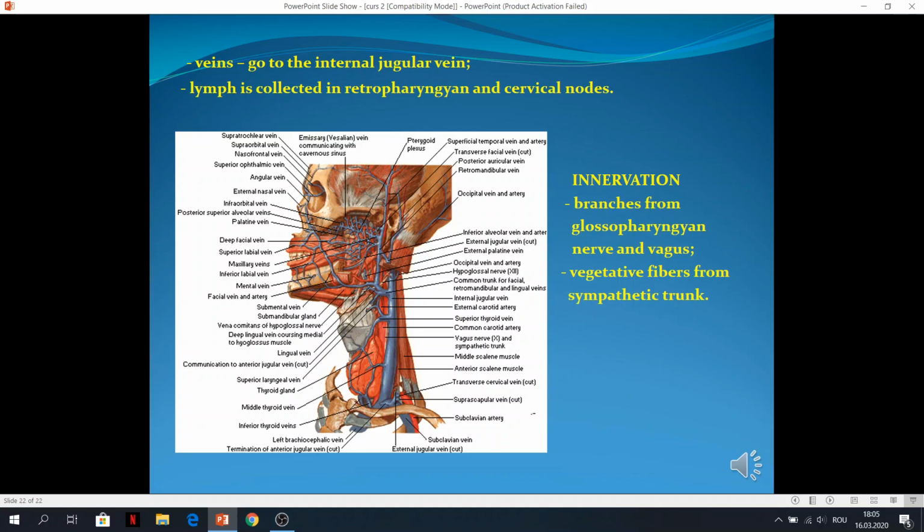And about the lymph, if you remember from the last time, I said that on the lateral part of the neck, on each side, we have some cervical lymph nodes. And of course, today you saw that behind the pharynx, there is that space, the retropharyngeal space, which contains two cervical nodes. And finally, innervation, we have branches from the glossopharyngeal nerve and from the vagus nerve, and at the same time some vegetative fibers from the sympathetic trunk.